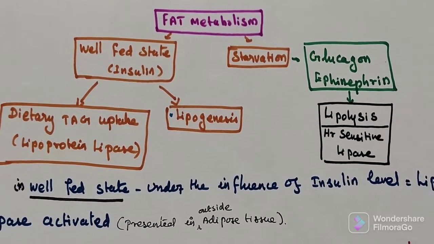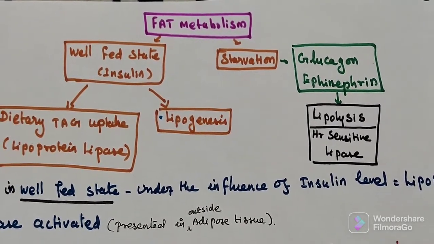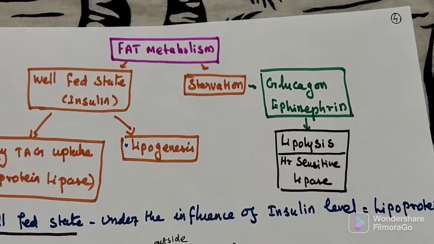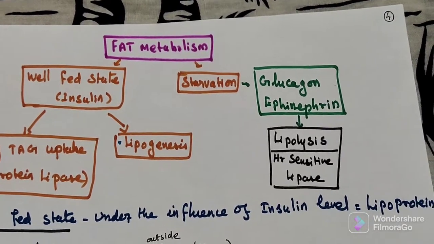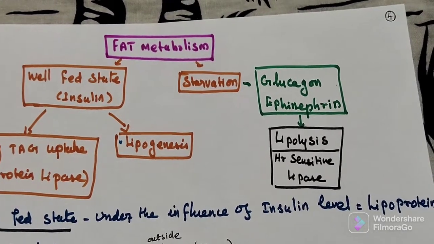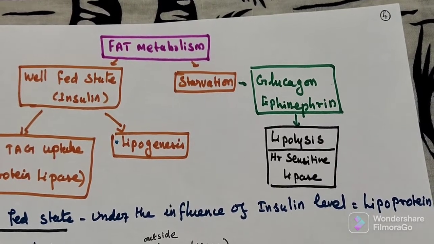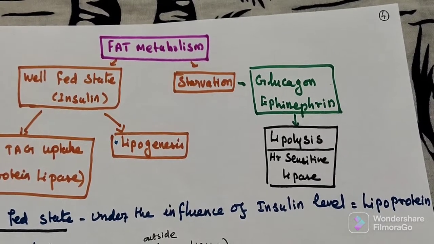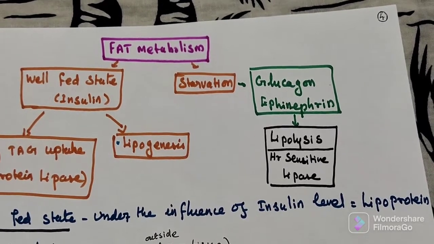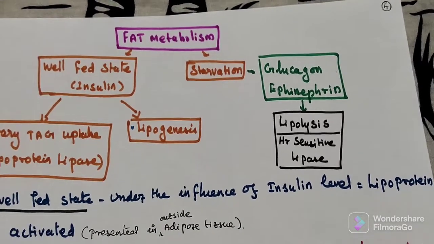Under the influence of insulin, lipogenesis, or synthesis of fat, is upregulated. In a starvation state, hormones like glucagon and epinephrine are high in quantity. The activation of the key regulatory enzyme hormone sensitive lipase happens, and this hormone sensitive lipase is essential for the process of breakdown of triacylglycerol, or lipolysis.